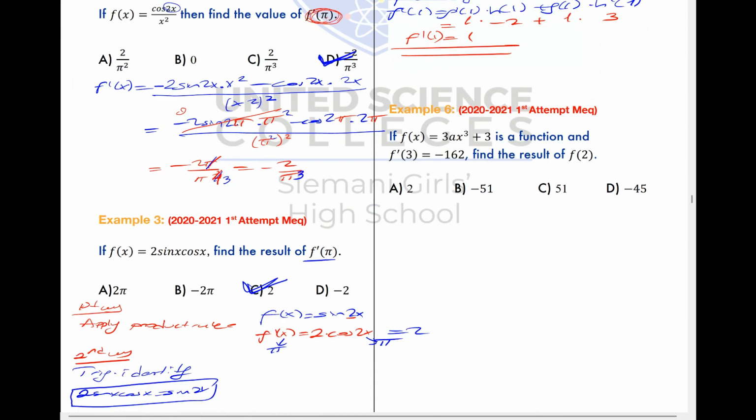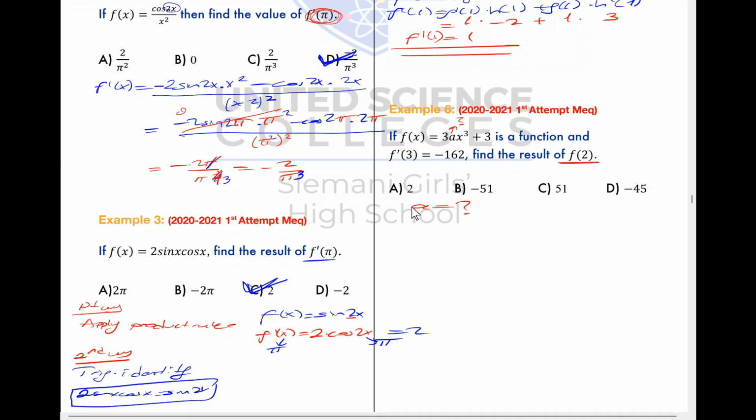Okay. Let's solve another type of question. Function is given. There's an unknown in the function. And the value of the derivative of the function at 3 is given. We are asked to evaluate the function at 2. But in order to evaluate the function at some point, we need to know what that unknown is. So my first step is finding the unknown.